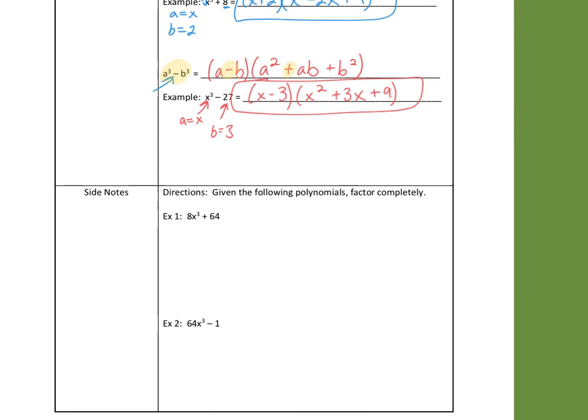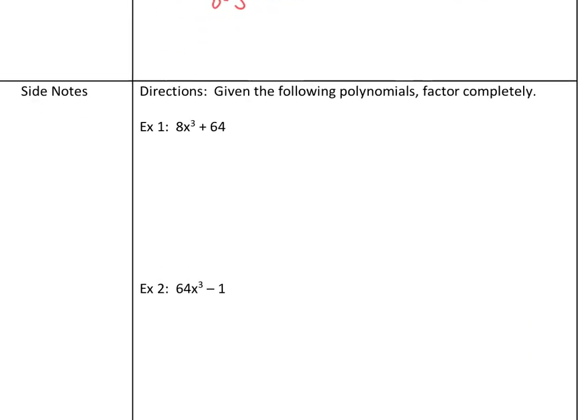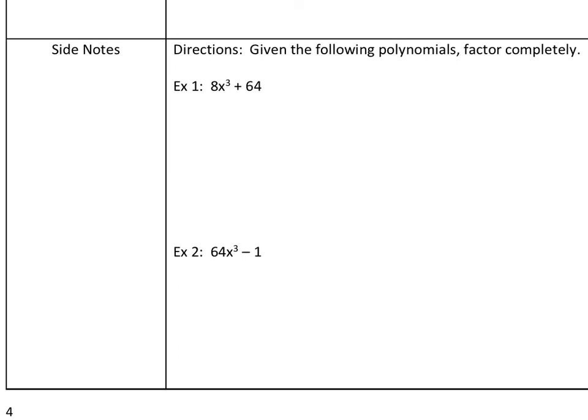Okay, let's do some examples. Woohoo! I'm gonna do the first one with you. Looking at this one. 8x cubed plus 64. Always, always, always, we start with GCF. Do these have a GCF? Yes. What is it? 8. So I'm going to pull out the 8. What's going to be left? X to the third plus 8. Okay. 8 times x to the third plus 8. Are x to the third and 8 both things that I can cube root? Yes. Okay, so go ahead and try that one.